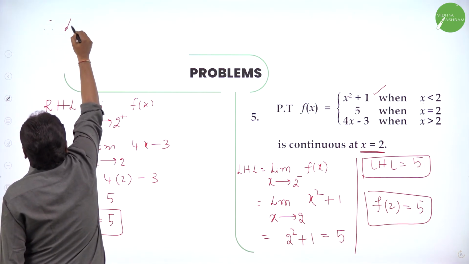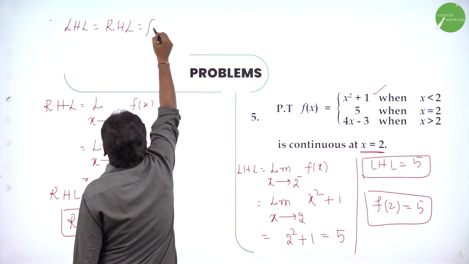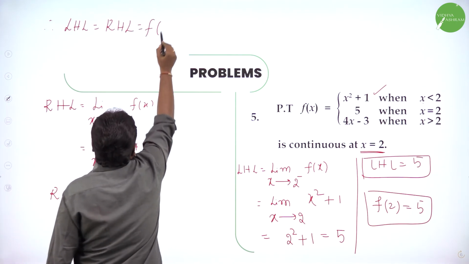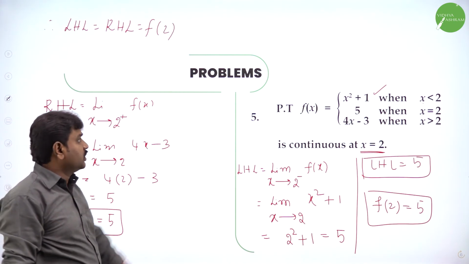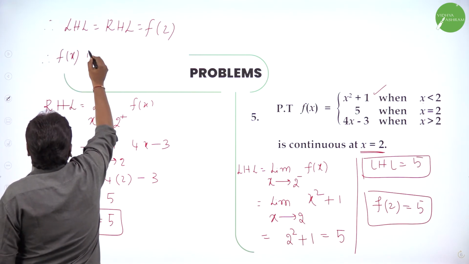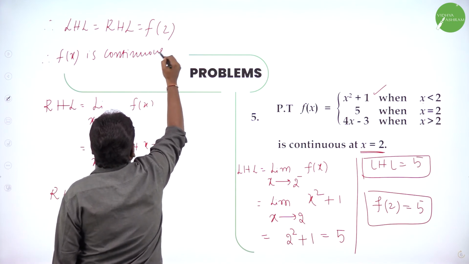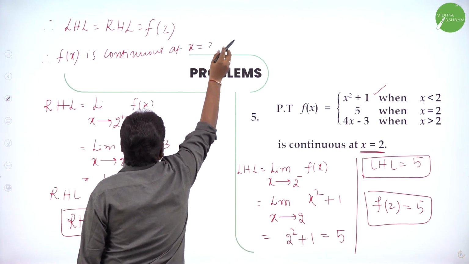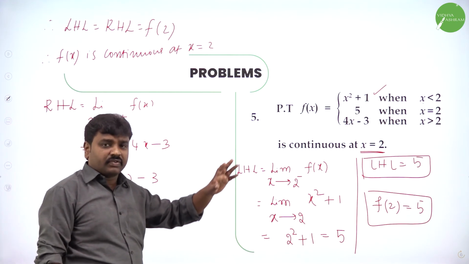Therefore, left-handed limit value, right-handed limit value and functional value at x is equal to 2, are they same? LHL is 5, RHL is 5, and f of 2 all are same. Therefore, f of x, the function, is continuous at x is equal to the given value 2. When can you say function is continuous? LHL, RHL, f of 2, all three should be same.